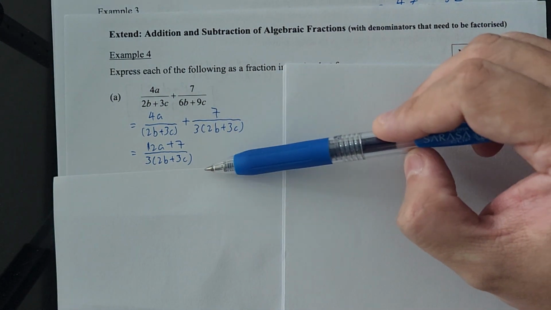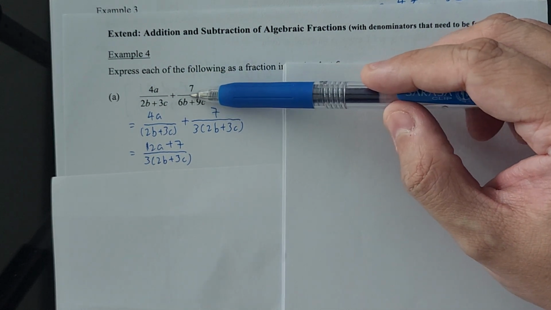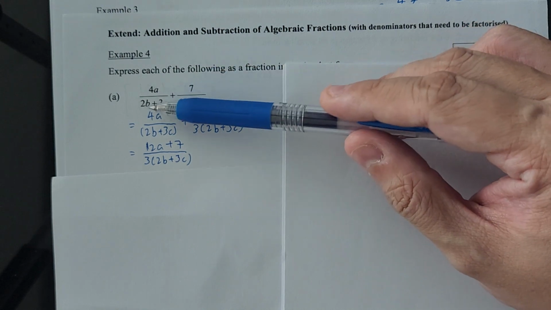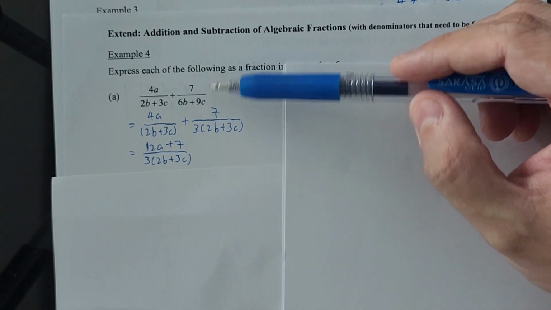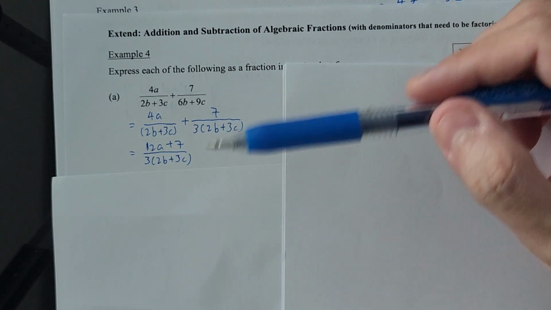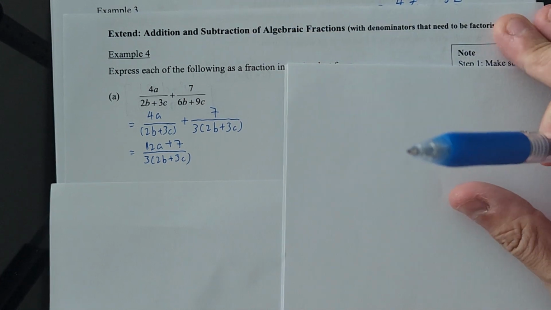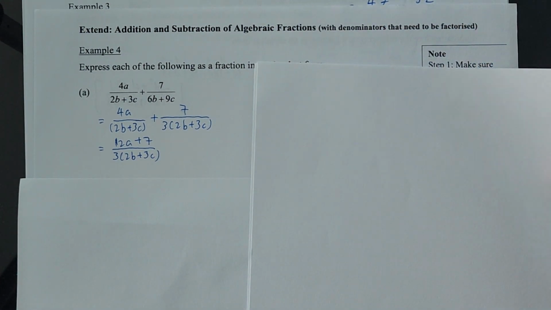What happens if you just multiply 4a by 6b plus 9c, and 7 by 2b plus 3c? At the end of the day, the fraction you're going to get will not be in the simplest form. In short, it will result in a loss in marks, because it's not in the simplest form.